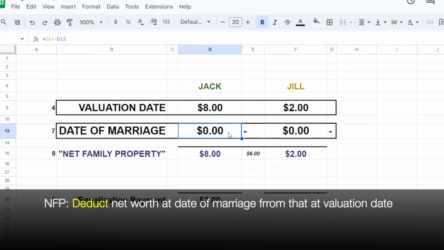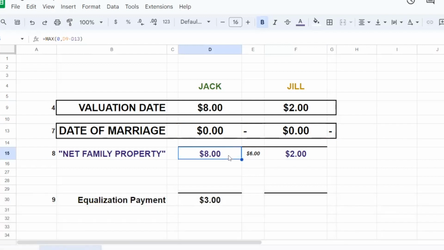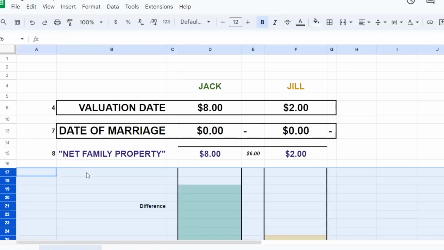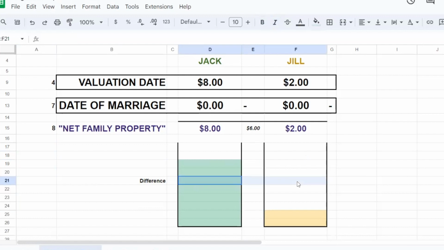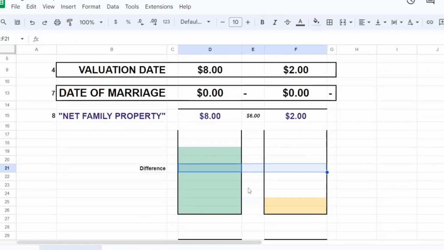And just to conclude the calculation, if Jack has a net family property of 8 and Jill has a net family property of 2, then the difference between them is 6. That's easy enough. And just to show our fancy little calculator, if the difference between them is 6, how much does Jack need to pour into Jill to make them equal? Yes, 3. The answer is 3.